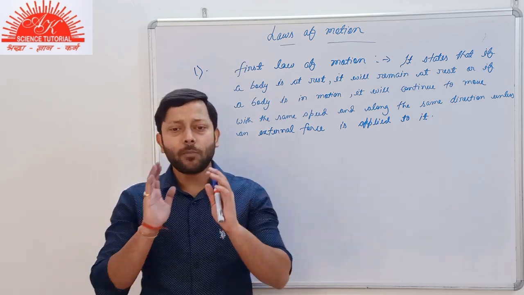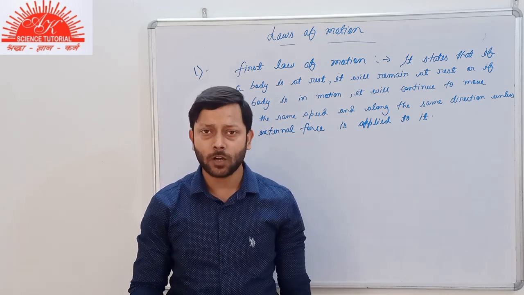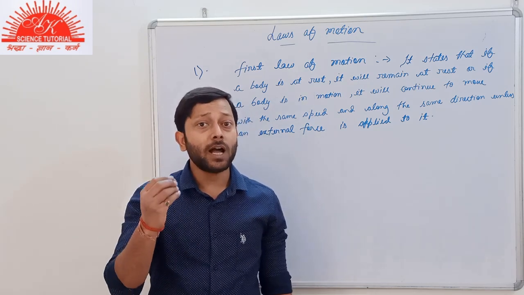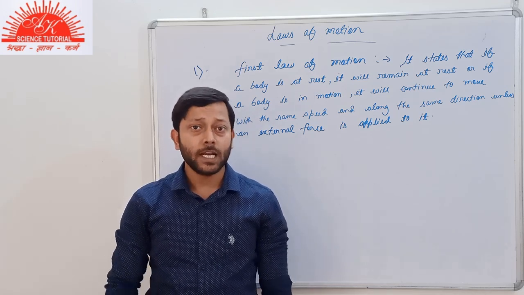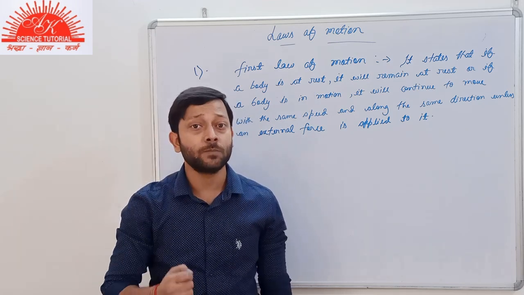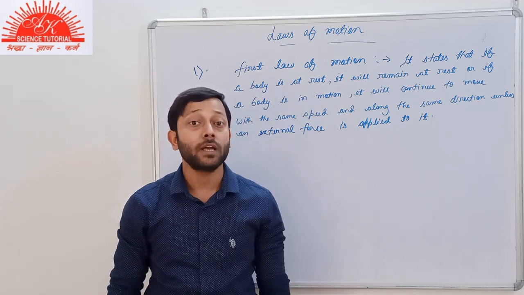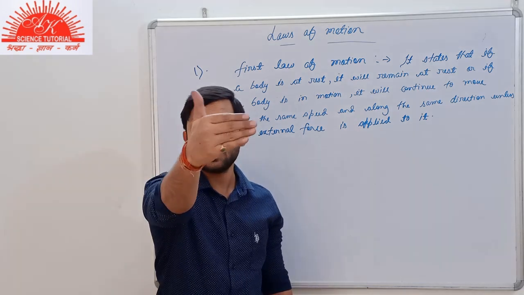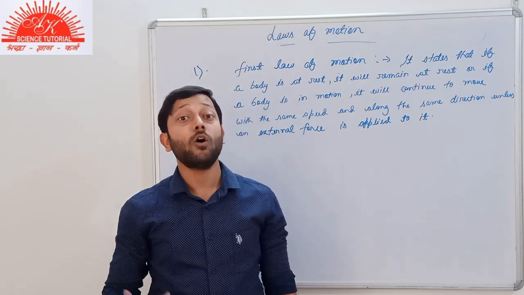And suppose a body is moving on a straight line path with some speed, say 20 km per hour. Then unless we apply an external force to the body, it won't change its state of motion. It will continue to move on the same straight line in the same direction with the same speed. If we apply an external force, it might be possible that the direction of motion changes, or that the speed of the body increases or decreases.